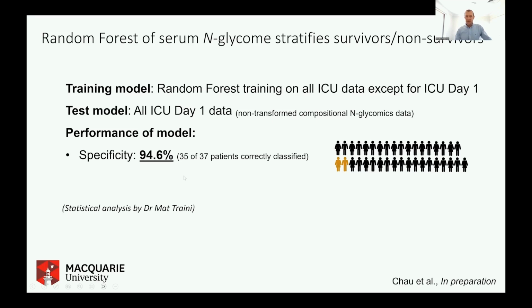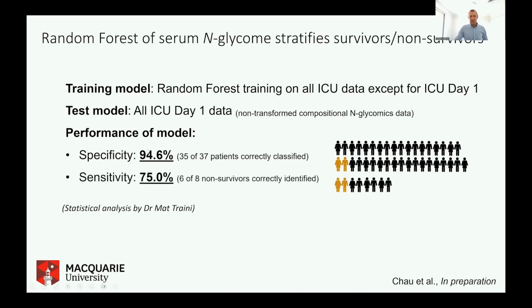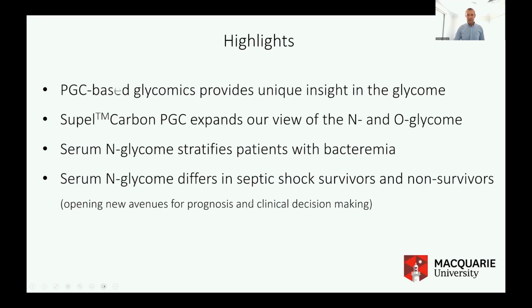And using this model, we could see very high accuracy and very high specificity. Basically 35 out of 37 patients were correctly classified using this machine learning approach, and with a decent sensitivity. 6 out of 8 non-survivors were correctly identified.